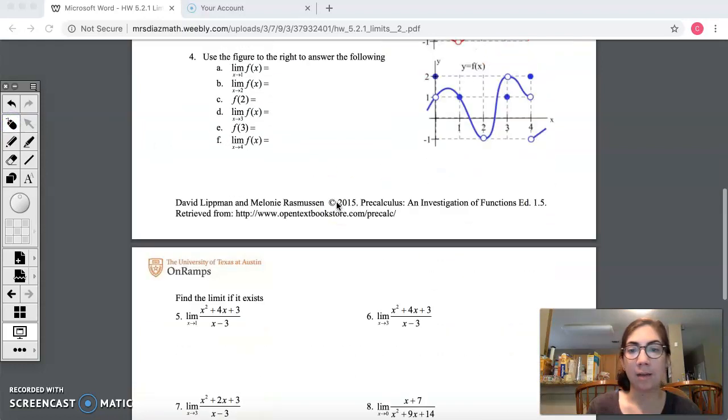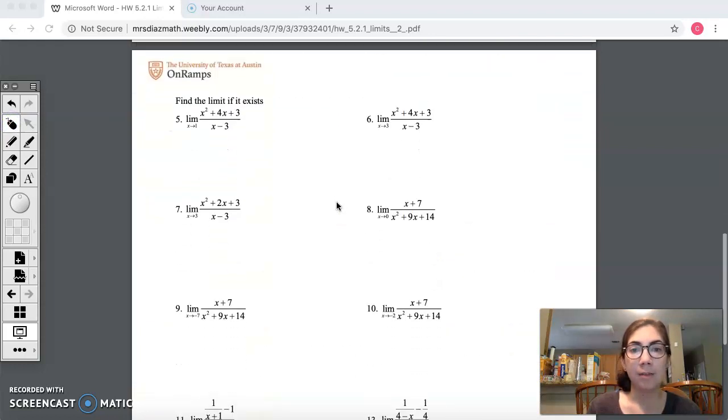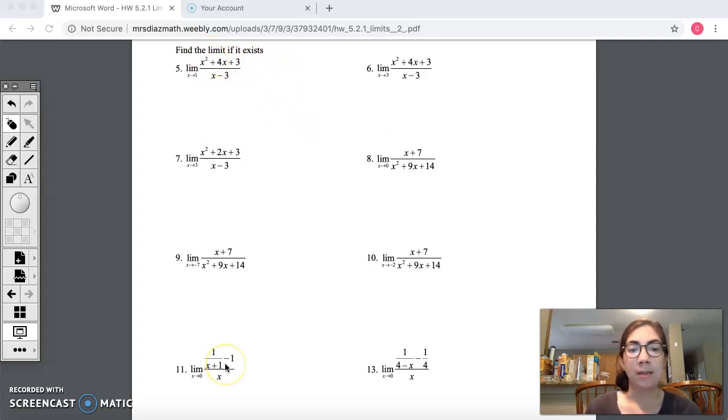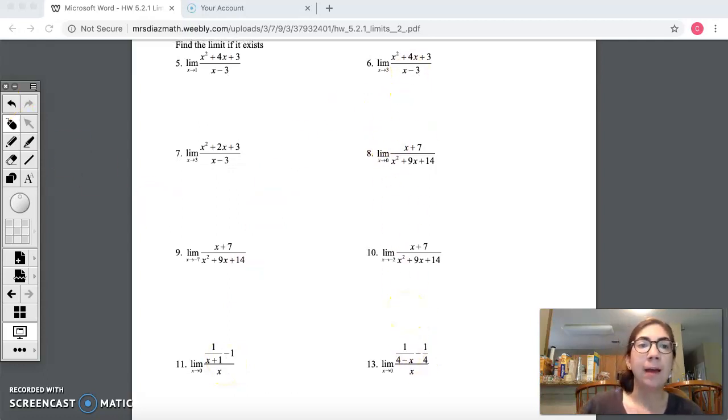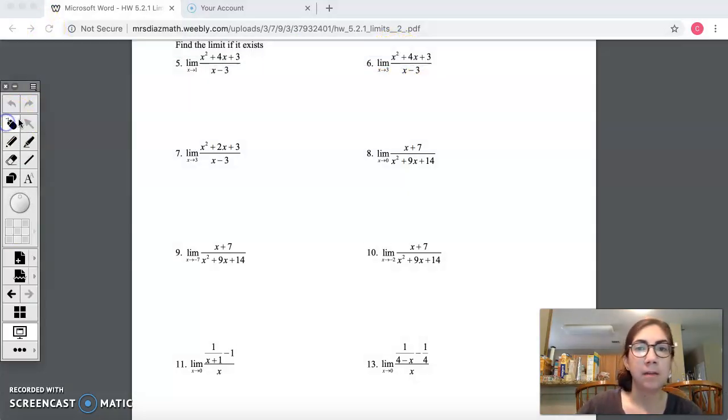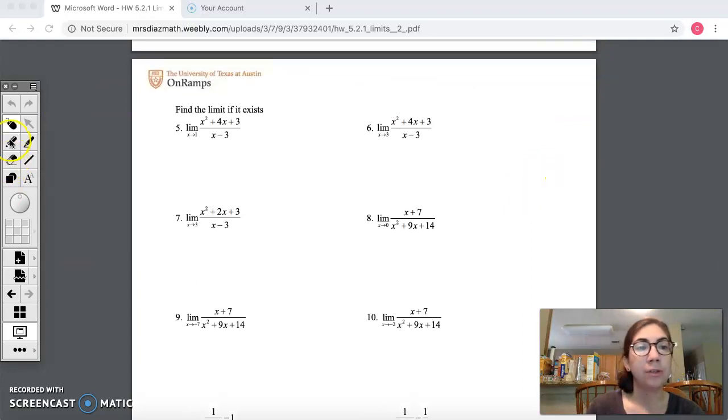Let's try some of these here. It says find the limit if it exists. So again, we did the odds for homework. Let's try some of the evens. Anytime you have a quadratic, you want to factor. So this is a good opportunity to practice your factoring.